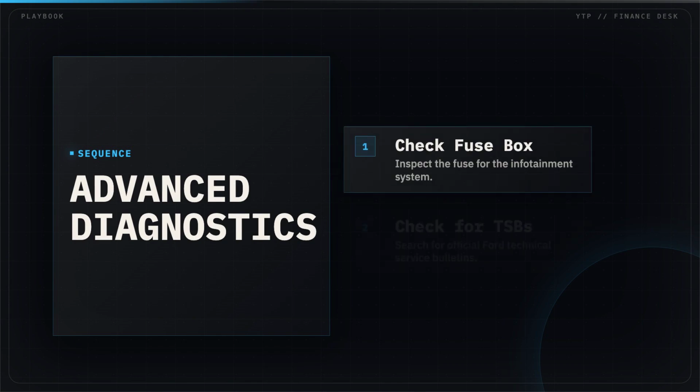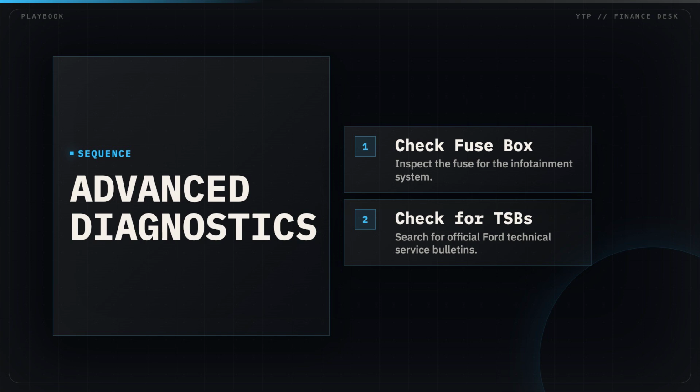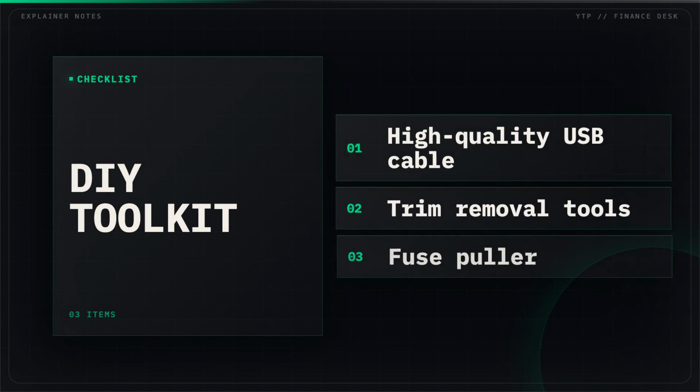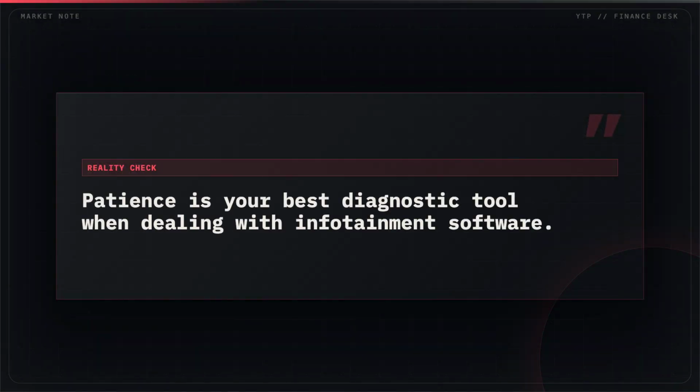If you still have no luck, check your fuse box or search for official technical service bulletins for your specific model year. Keep a basic toolkit handy, including a high-quality cable and a fuse puller, to handle most of these digital hiccups. Remember, patience is your best diagnostic tool when dealing with complex infotainment software.